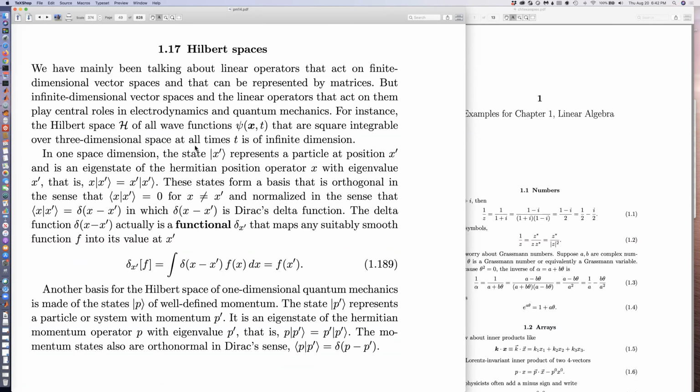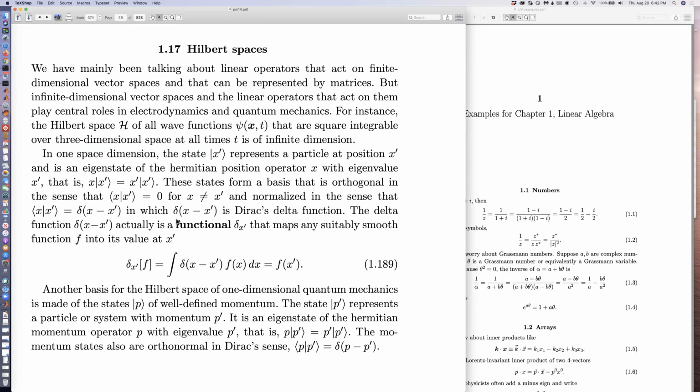We typically have the state |x'> represent a particle at position x'. X on |x'>, where X is a Hermitian operator, gives x' times |x'>. These are orthonormal in a funny sense because they're zero if x is not equal to x prime, but the inner product of x with x prime is a delta function. In fact, once again, it's Dirac's delta function. It's amazing how many things Dirac has contributed to physics.